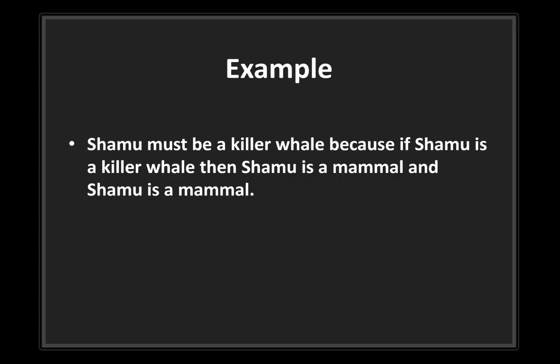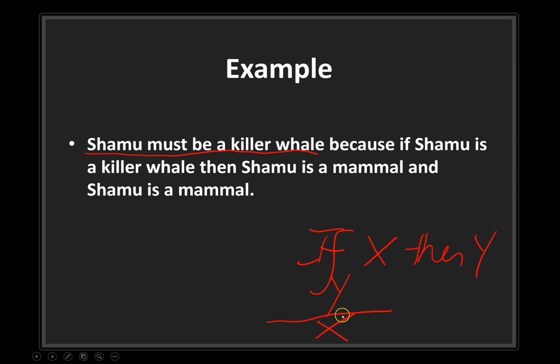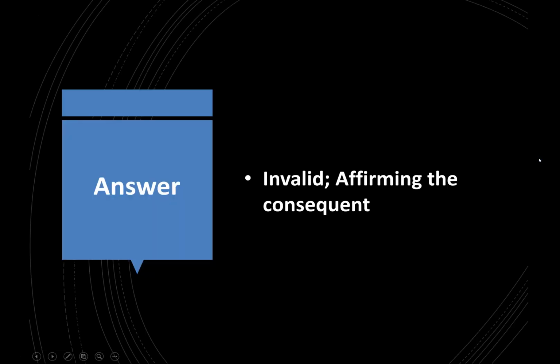Okay, Shamu must be a killer whale because if Shamu is a killer whale, then Shamu is a mammal and Shamu is a mammal. This is your conclusion. So you've got, if Shamu is a killer whale, then Shamu is a mammal. Shamu is a mammal, therefore Shamu is a killer whale. Invalid form known as affirming the consequent.